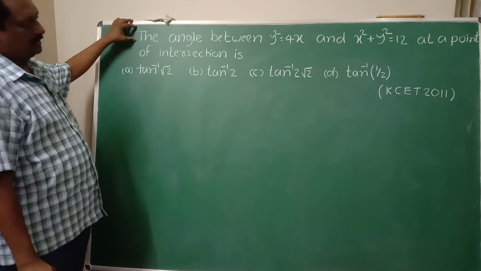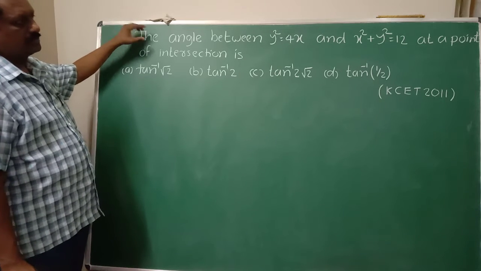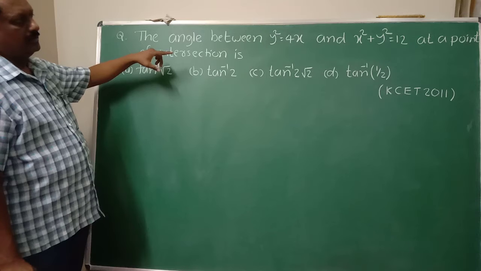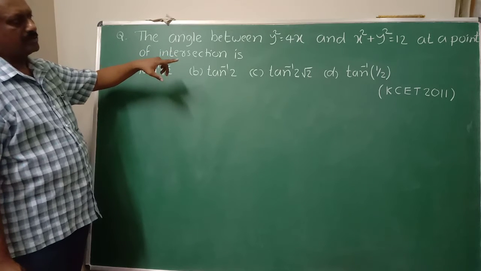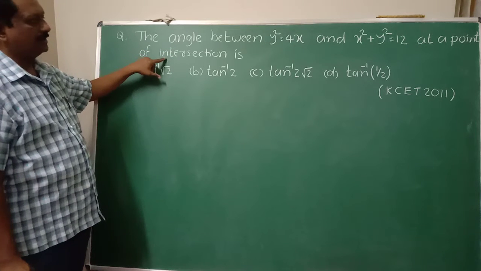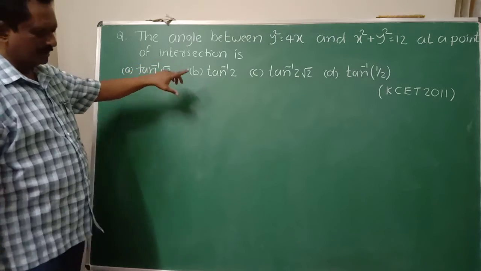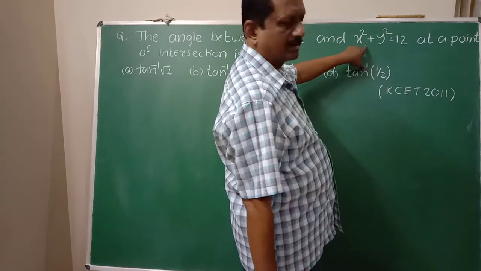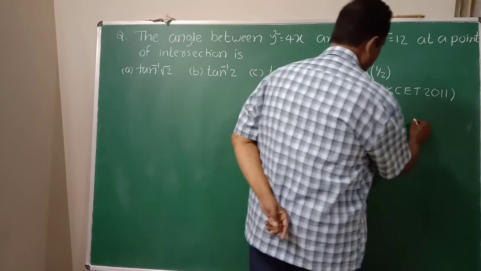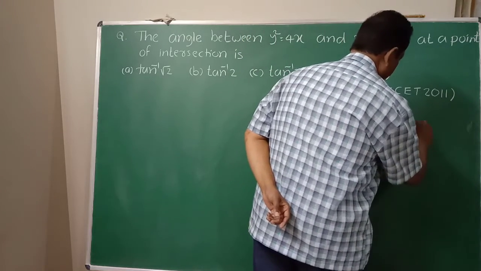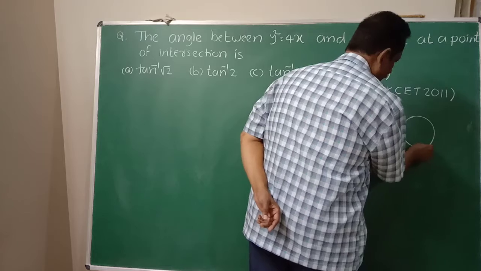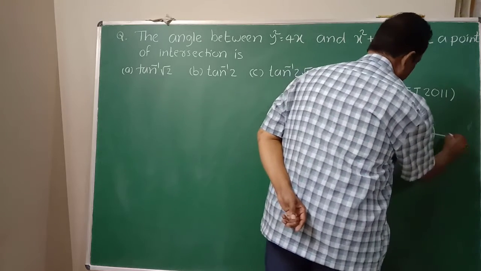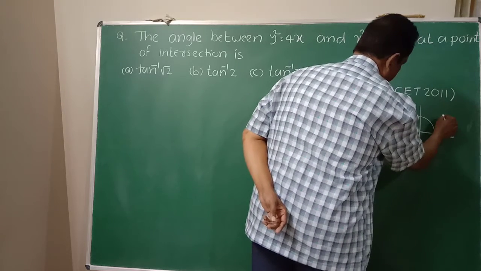So the angle between y square is equal to 4x and x square plus y square is equal to 12 at the point of intersection is. Okay. So it is a parabola and it is a circle. Okay. So here is a circle here. And this is a parabola.